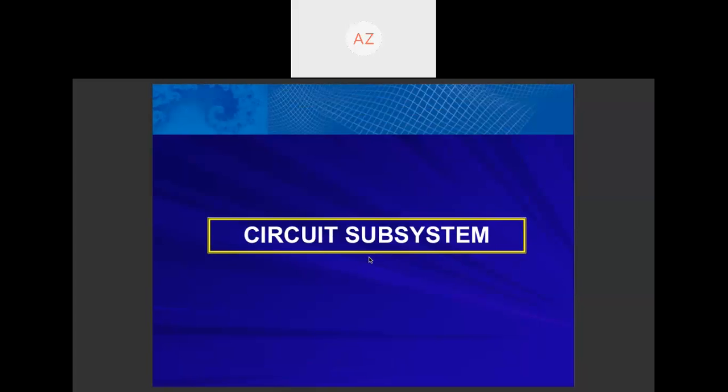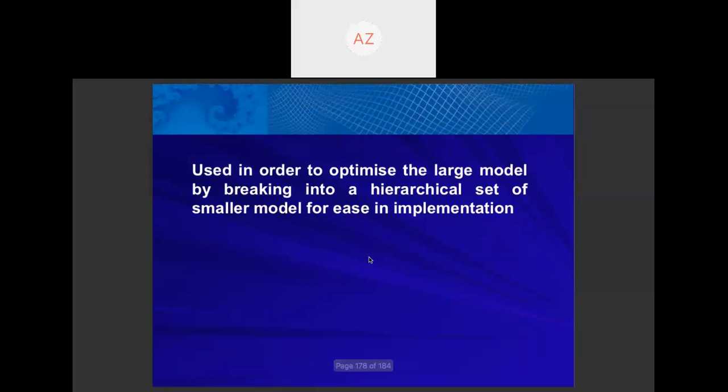Right, so we proceed to circuit subsystem. How to create a circuit subsystem? The main objective of creating a subsystem is to optimize a large model by breaking it into a hierarchical set of smaller models for ease of implementation. For example, if you click at the block set, subsystem, it consists of several subsystems, so we can optimize the large model of our simulation circuit.